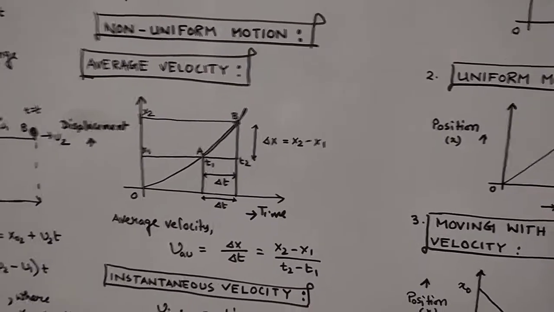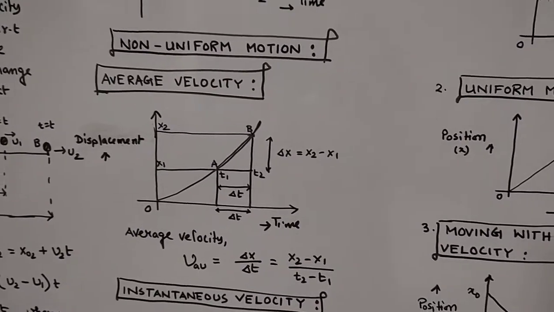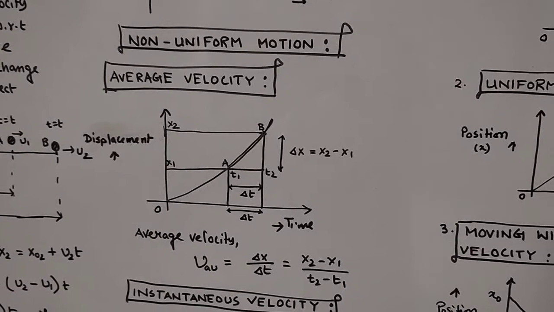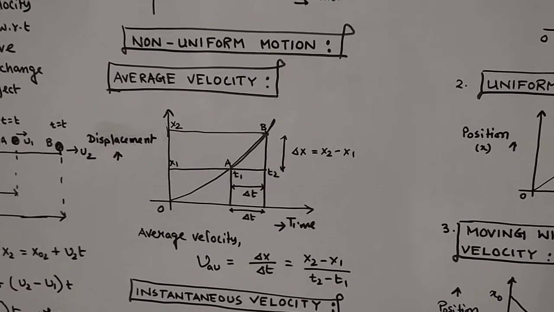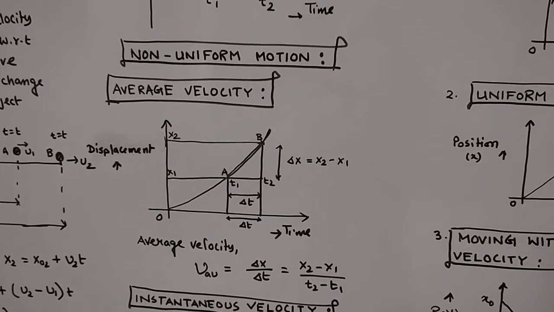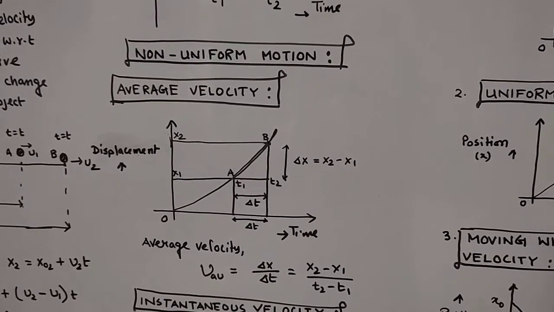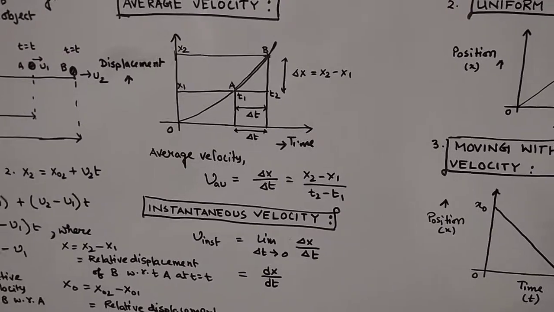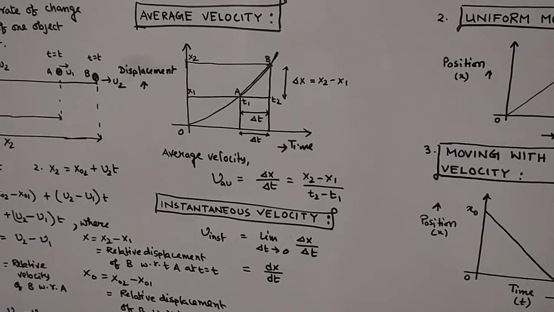Now I think all of you know what is the use of finding average velocity. If the motion is non-uniform, then you have to find the average velocity, because the velocity does not remain constant throughout. That's why there is a need to find the average velocity. Now you can define instantaneous velocity also, because velocity at every instant changes.